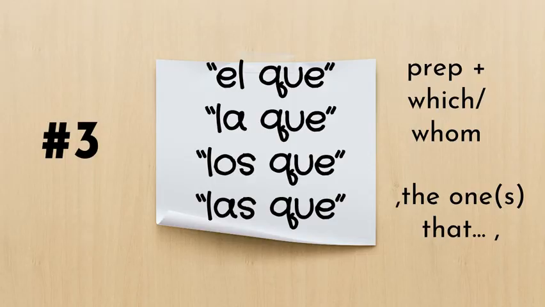Our third type of relative pronoun has a few different forms depending on the number and gender of the thing that you're referring back to. But we can use el que, la que, los que, and las que to say which or whom when we use them after a preposition. So this is what you'll use in sentences when you're trying to say to whom or in which, that sort of thing, to refer back and add more information about something. We also use these phrases to say the one that or the ones that when we add extra information on at the end of our sentence.